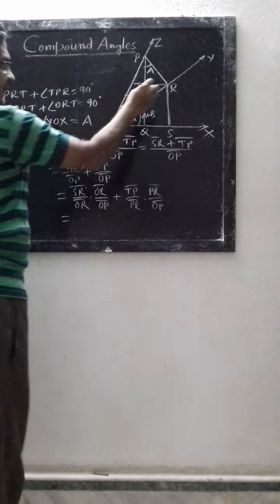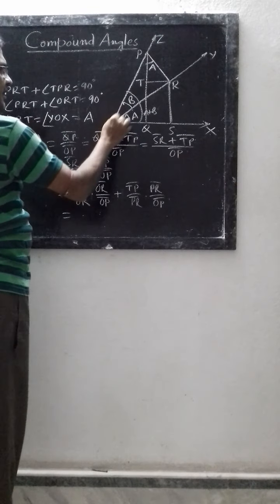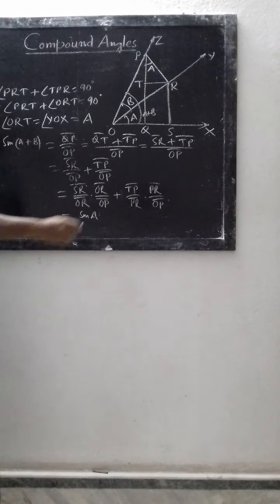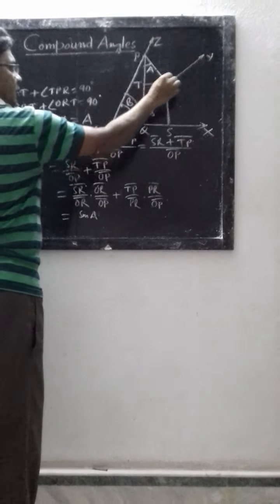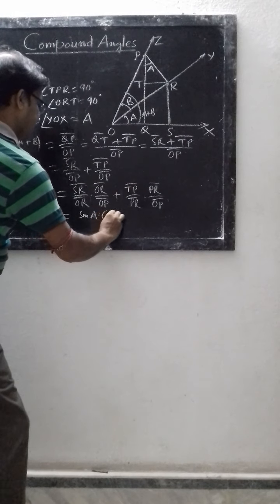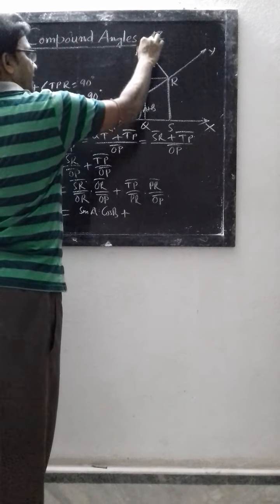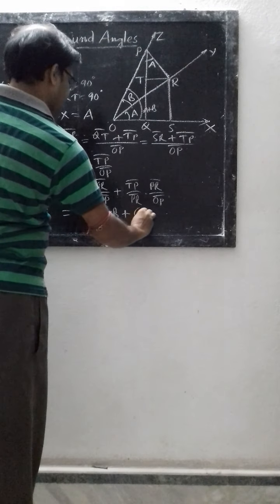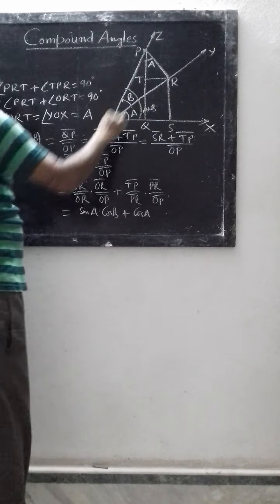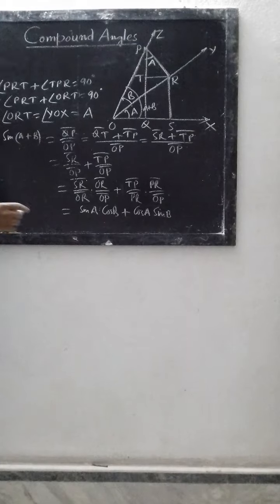Now from triangle ROS, SR by OR equals sin A. In triangle POR, OR by OP equals cos B. TP by PR equals cos A. And PR by OP equals sin B.